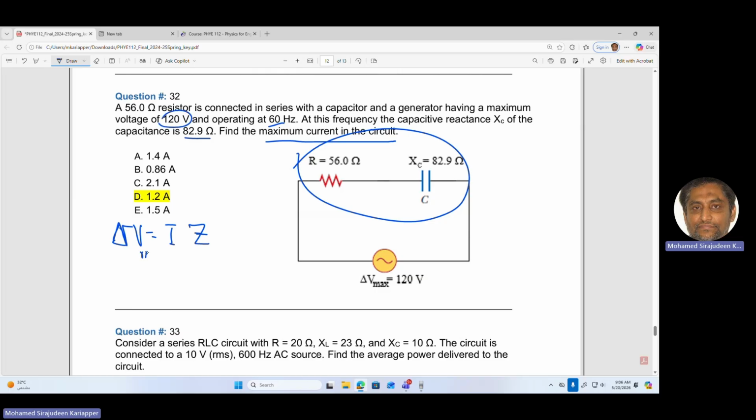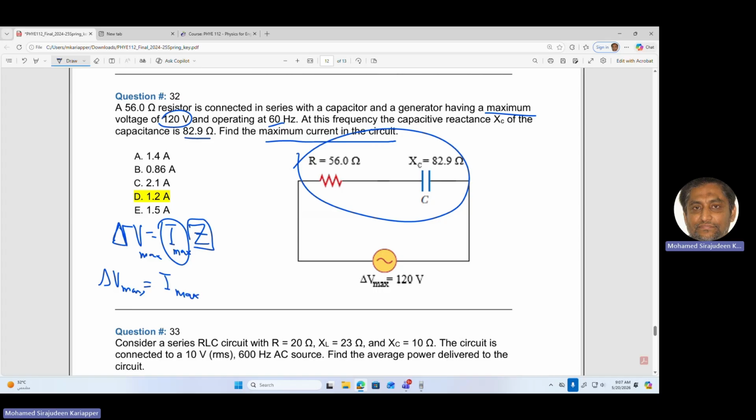This is the RMS value. Oh no, maximum. Not the RMS value, the maximum value. So I should write in terms of maximum value. The question is to find this. This is given. Okay, let's see. What is impedance?